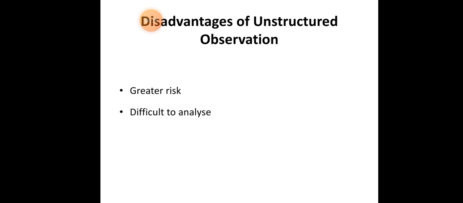Next is about disadvantages of unstructured observation. In that, first one, greater risk. Yes, there may be a greater risk of observer bias. Second one is difficult to analyze. It produces qualitative data which is more difficult to analyze.